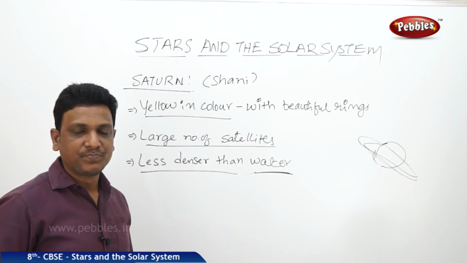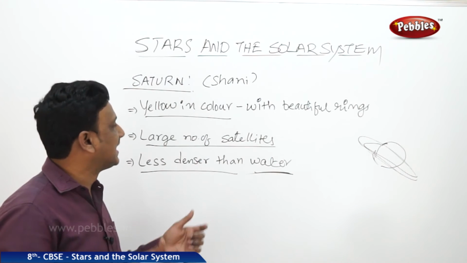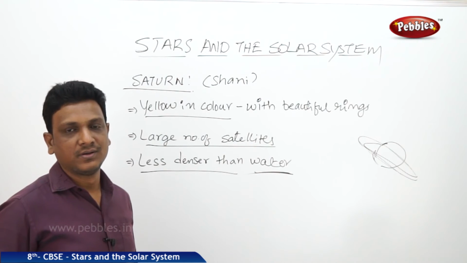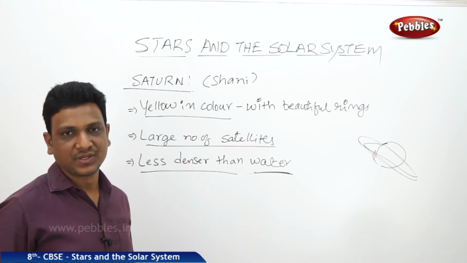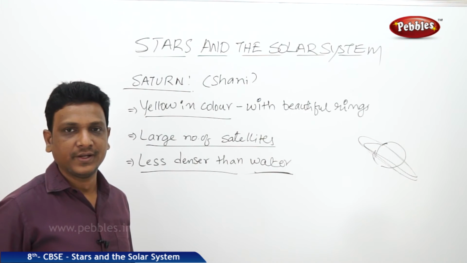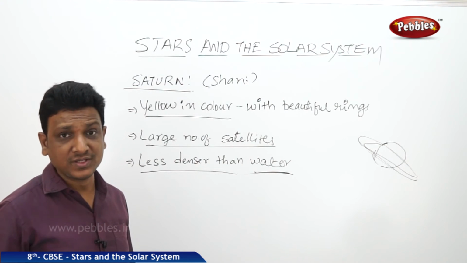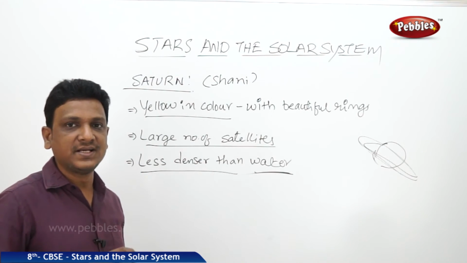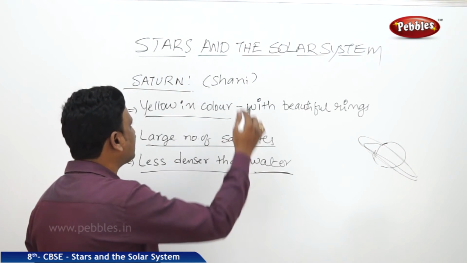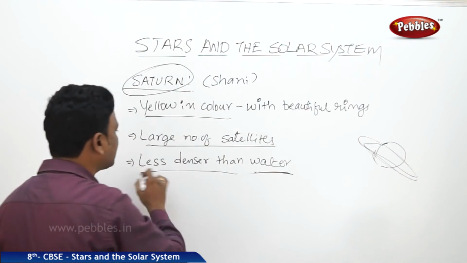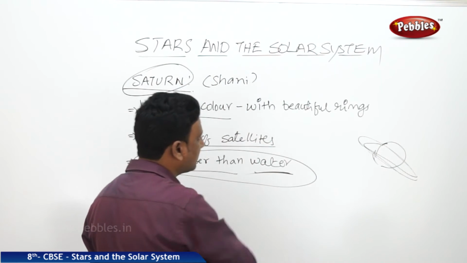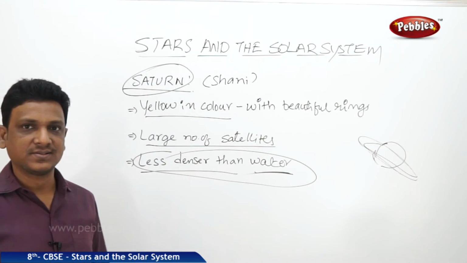That means if it were possible to bring Saturn and put it in water, it would float because it is lighter. You know that certain things float on water, like wood and cork, because their density is less than the density of water. In the same way, the planet Saturn's density is lesser than water. This is all about Saturn.